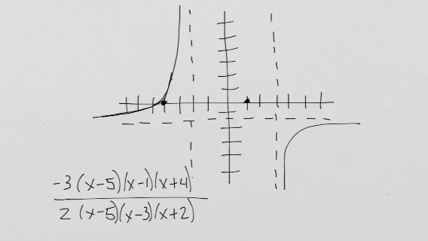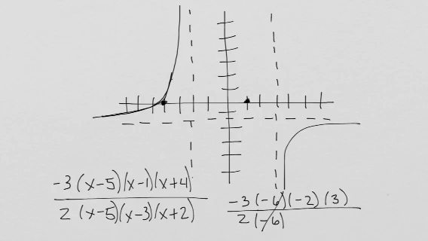So when I plug in negative 1, I get negative 3 over 2. That stays the same. Negative 1 minus 5 is negative 6. Negative 1 minus 1 is negative 2. Negative 1 plus 4 is positive 3. Negative 1 minus 5 is a negative 6, and that cancels out. Negative 1 minus 3 is negative 4, and negative 1 plus 2 is 1.